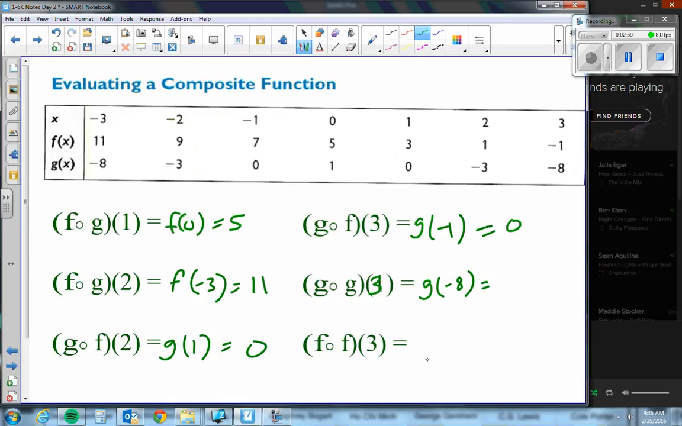And then we're stuck. Listen, f is composed of the 7 points you see: negative 3, 11, negative 2, 9, and so forth. That's f. g is the other 7 points: negative 3, negative 8, negative 2, negative 3. That's it. There's nothing more. So I'm saying g of negative 8 does not exist. It's undefined for that. That means this does not exist. You just can't do it.